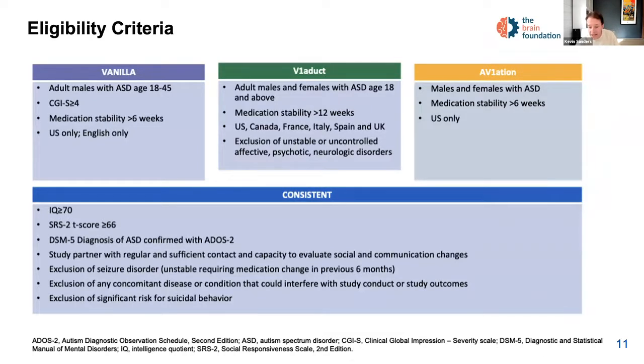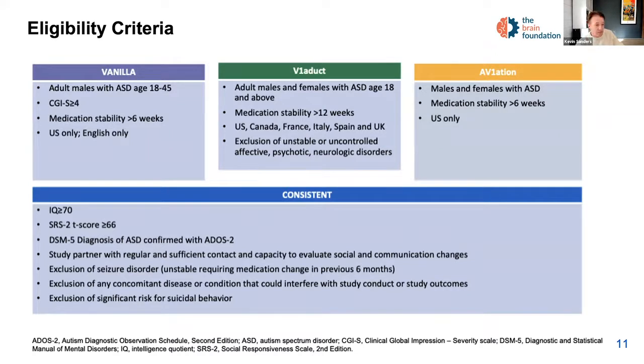So this slide gives you a look at some of the differences and consistencies in our 3 different trials. The vanilla, which is what we were just talking about, adult males, 18 to 45, US only. Viaduct, we expanded that. So we went to not only US, but we expanded to Canada and Western Europe. And we had a little bit longer stability period, and we excluded more medications that we felt like we may have seen issues with vanilla. In aviation, we kept it a little bit closer, US only, but again, expanded to females in that population.